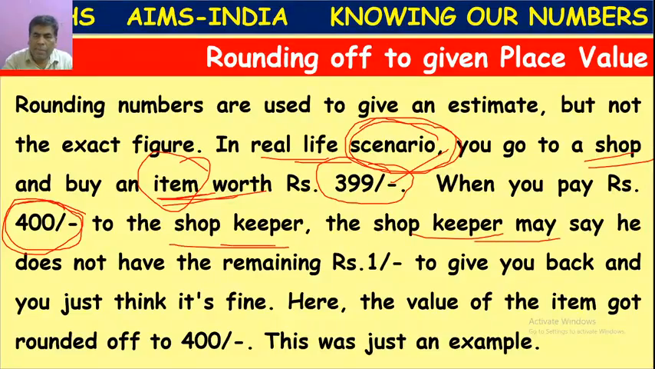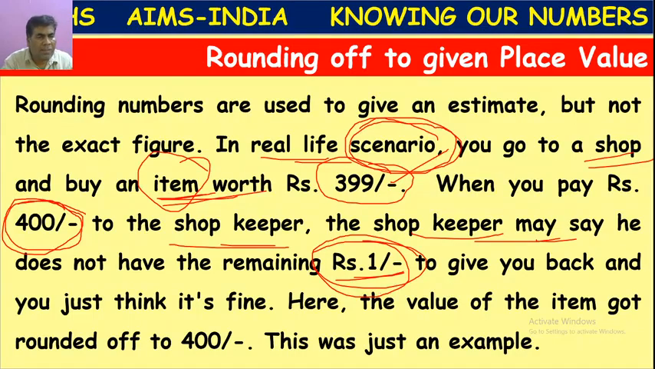The shopkeeper may say he does not have the remaining 1 rupee change, because it is very common. Nowadays getting change is becoming very difficult, and after demonetization it became still more difficult. So the shopkeeper might say there is no change of 1 rupee. So what will you tell? Okay, let's keep 400 with you.